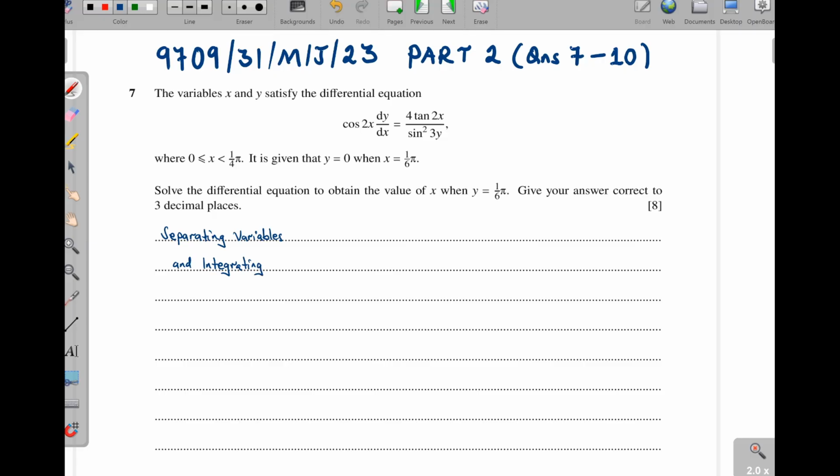So to separate variables, I will put x on one side. So I will just cross multiply, put y this side, then this x will come here. Then after we shall divide all through by cos 2x. So that means we shall have dy, and then that dy will multiply with this sine squared 3y. Then this way we shall have 4 tan 2x, then times dx, but then we shall divide all through by the cosine of 2x. Then now we can integrate.